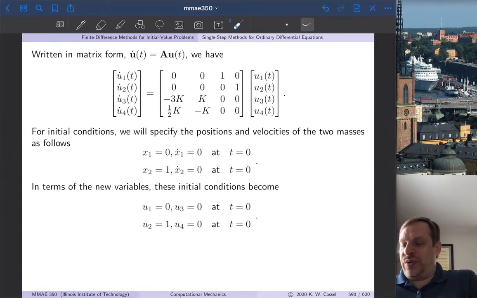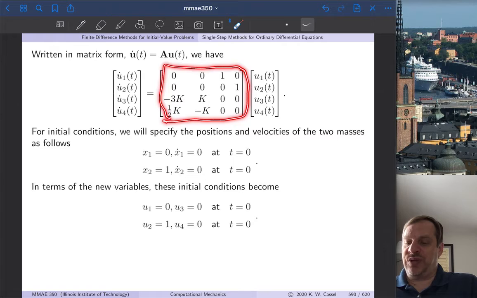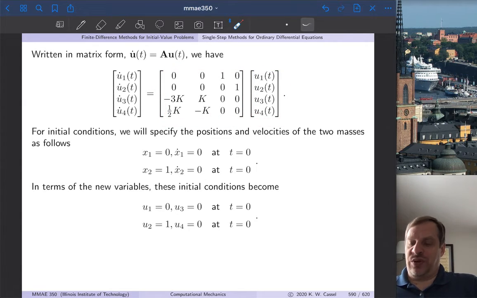Again, I won't go through the details of the numerical solution. I'll just give you the results for a particular set of parameters. Here it is in matrix form, so it's a 4x4 system of first-order equations. You see the first-order derivative is on the left. Your 4x4 coefficient matrix times the 4x1 solution vector that we're looking for.